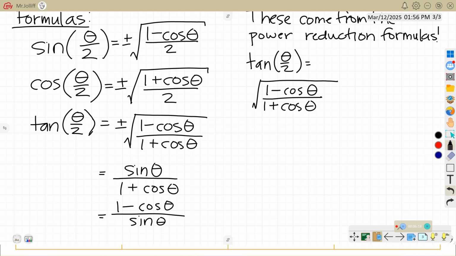Which means at some point, somewhere in this process, I need a (1 plus cos) squared. 1 plus cos times itself. Because that's the only way to get something out from under a root: square root squared. They undo each other, they cancel. So my instinct is to force that to happen by multiplying, underneath this square root, the top and bottom by 1 plus cos theta.